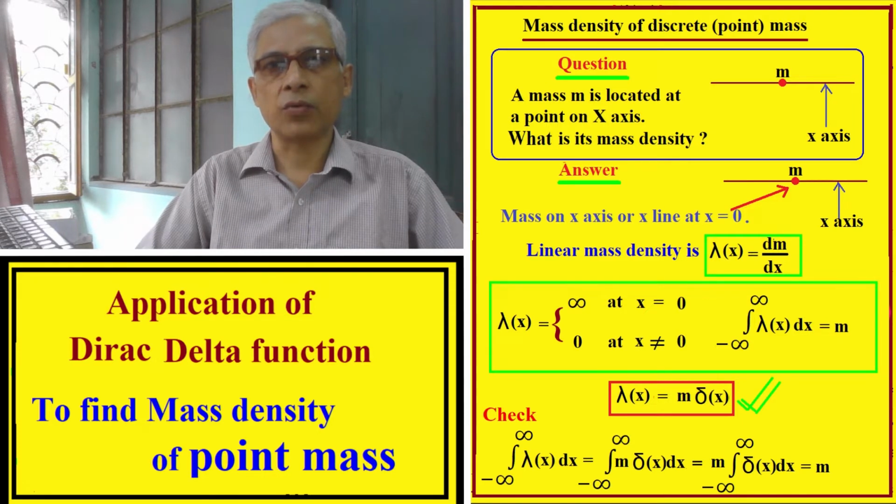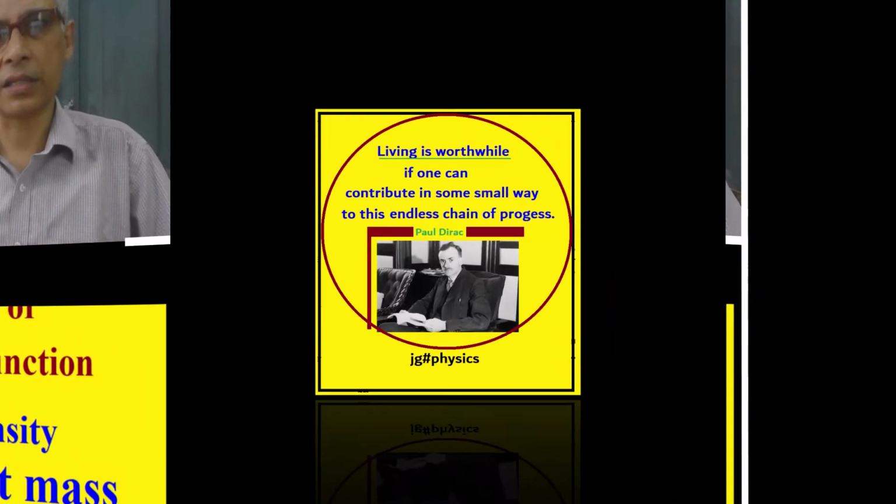Finally, let us check whether our result is correct. Integrate over the entire x-axis with lambda x dx as the integrand. Put the value of lambda, that is m into Dirac delta of x, and integration yields the total mass m, where we have used the fact that area under the Dirac delta is unity. So our result is correct.